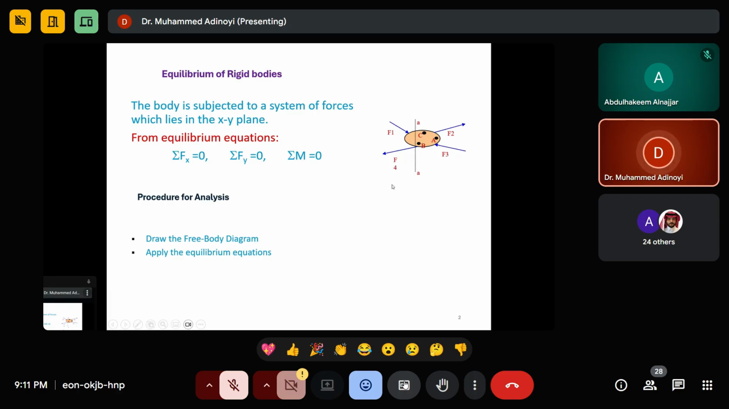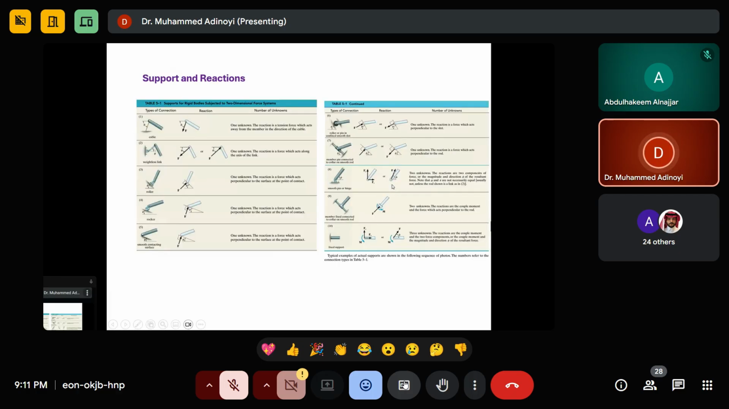The other thing that is important is that when you are given a structure or a beam, you have to know the type of the supports. Each support will produce a different type of reaction. So you have to know the supports, the number of reactions they produce, and the number of unknowns.